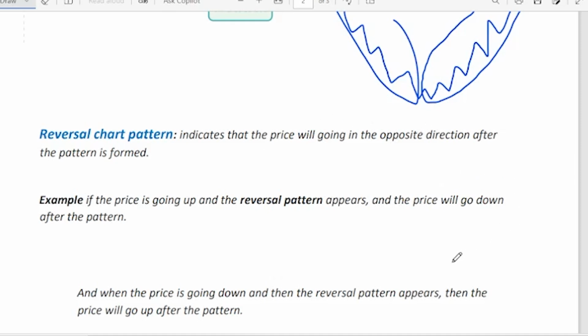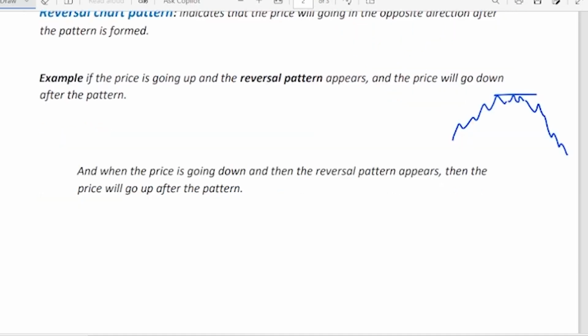If the price is moving up and a reversal pattern appears from these areas, the market will change direction to the downside. And when the price is going down and a reversal pattern appears, then the price will go up after the pattern.